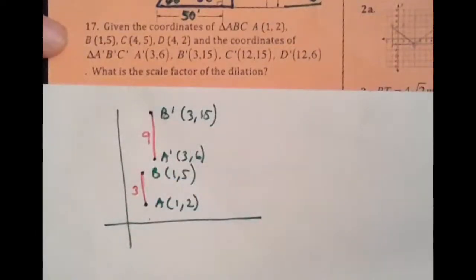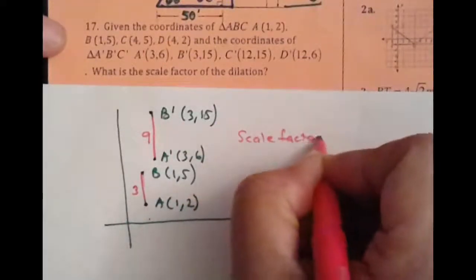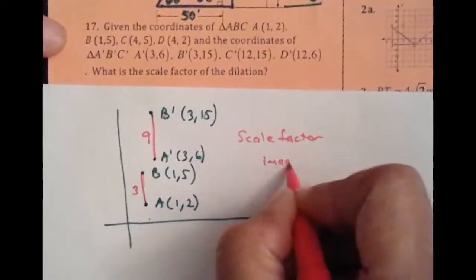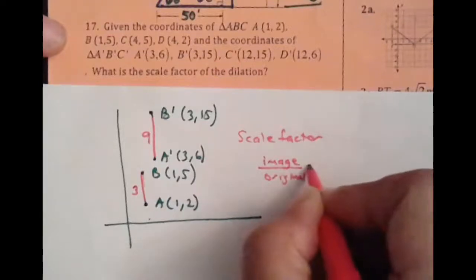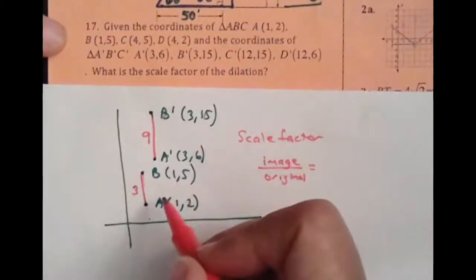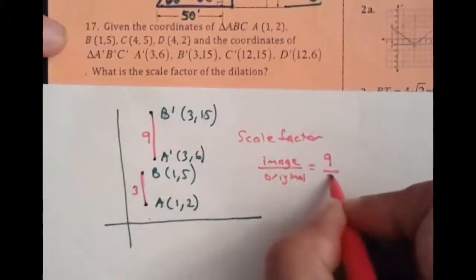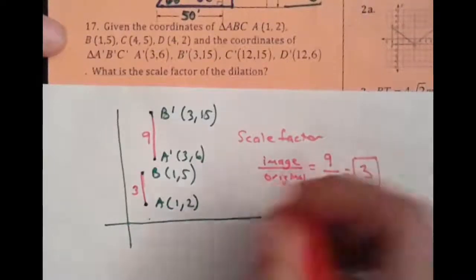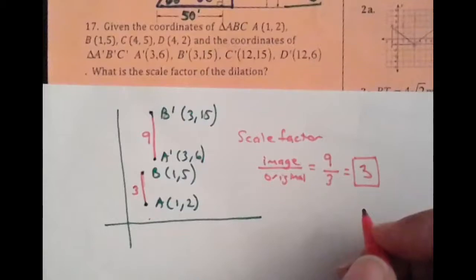All right, so when you talk about a scale factor, it is taking the image over the original. If you take a look at the image, that's this right here, which is 9, over the original, which is 3. So the scale factor is 3. From the original, it got longer by a factor of 3.